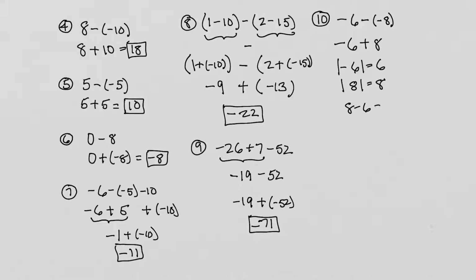8 minus 6, which is 2. And then to the 2, we attach the sign of the number with the larger absolute value. So the number with the larger absolute value is the 8, and the 8 is positive. So with the 2, we're going to associate the positive sign. And we've already got it here. So we're just going to conclude now that negative 6 minus negative 8 is 2. Did we get the same thing?